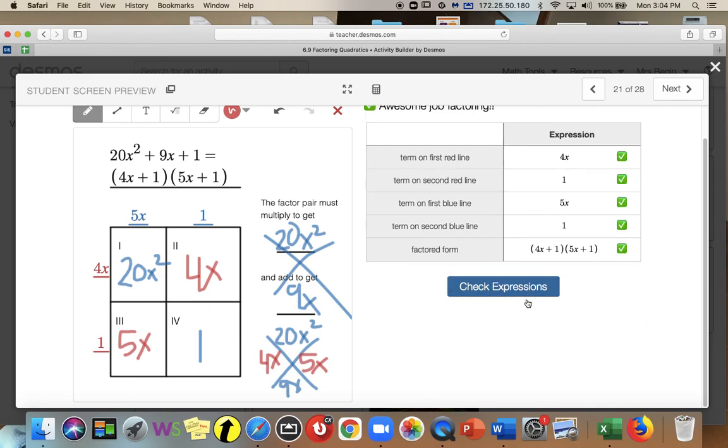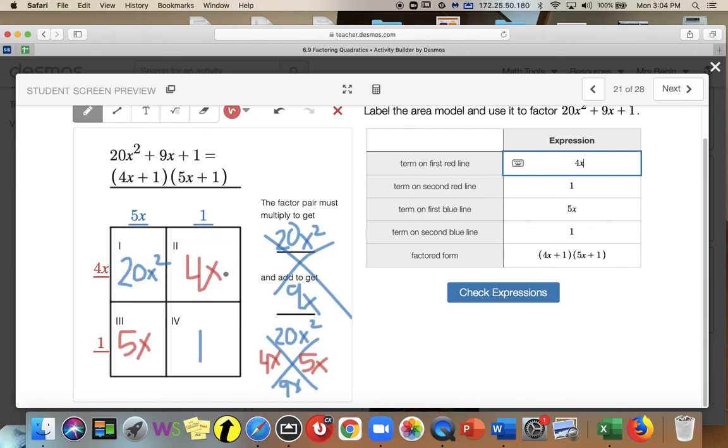We can check. I think there's another answer for this, so I'm going to try a different one. Because I can think of two other numbers that multiply to 20x squared, and that would be 10x and 2x. And so I'm going to see if I can get that to work. No, I won't be able to. And the reason I know that is if I put a 10x up here, it's going to be hard to have a whole number down here to get the 5x. So this will be it.